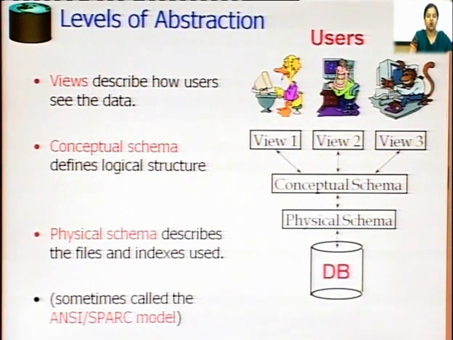And sometimes it is called the ANSI/SPARC model, which helps to store the data, then conceptualize the data, and then view the data. These are the levels of abstraction.